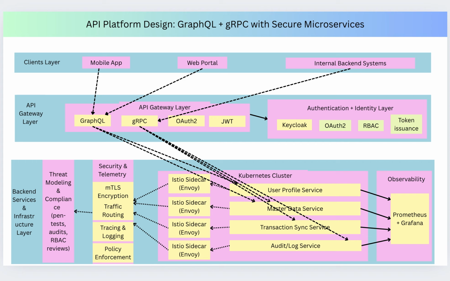Transaction sync service exclusively uses gRPC for performance and binary efficiency. It handles high-frequency data sync operations between internal systems such as pushing transaction data to caching layers or reconciling balances. It operates in real time and supports streaming RPCs for batch data ingestion and event propagation.